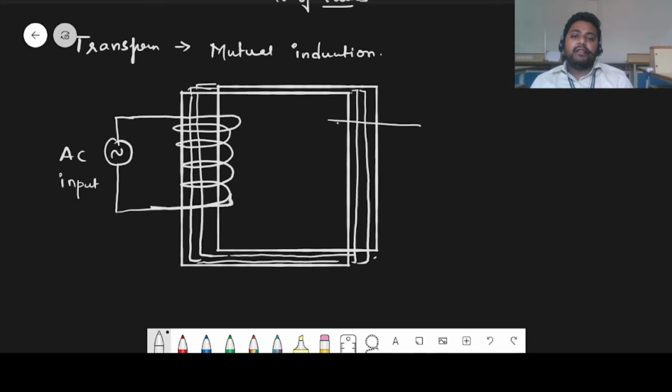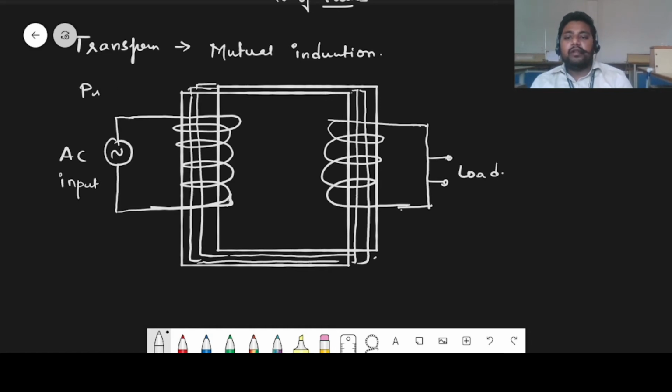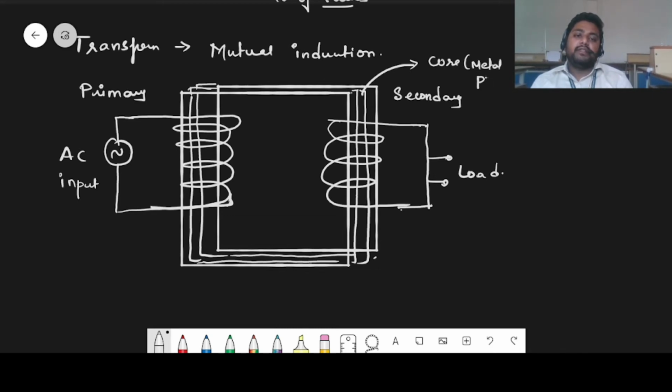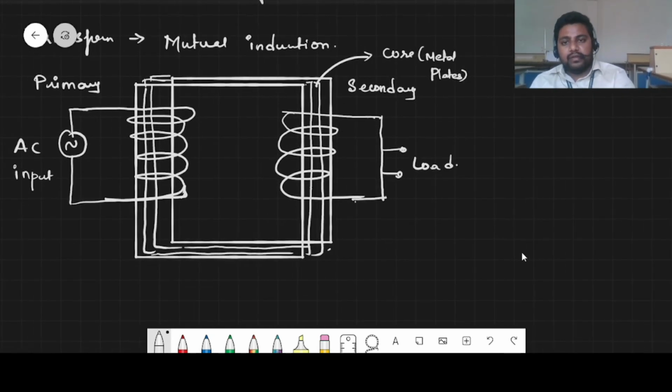Now there will be another secondary coil which will be connected to the load. Okay, let's say we have connected this one to your load. Okay, this is the primary coil, this is the secondary coil, this is the core. Okay, that is your metal plates. Now this is your metal plates.